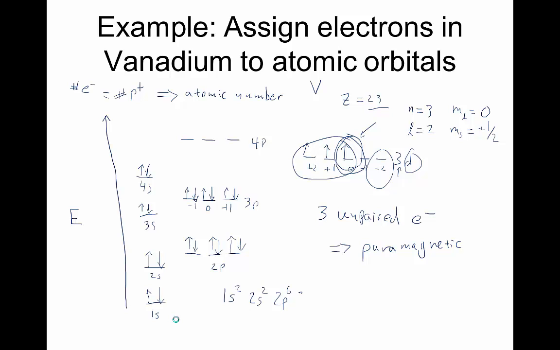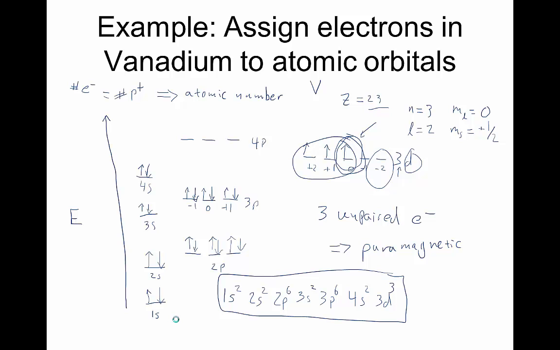Then we look at 3s, 2 electrons there. 3p has 1, 2, 3, 4, 5, 6 again. 4s has 2. And 3d now would have 3 electrons: 1, 2, 3. And so we would say that this is the electron configuration for vanadium. It's just a shorthand way of representing this picture.